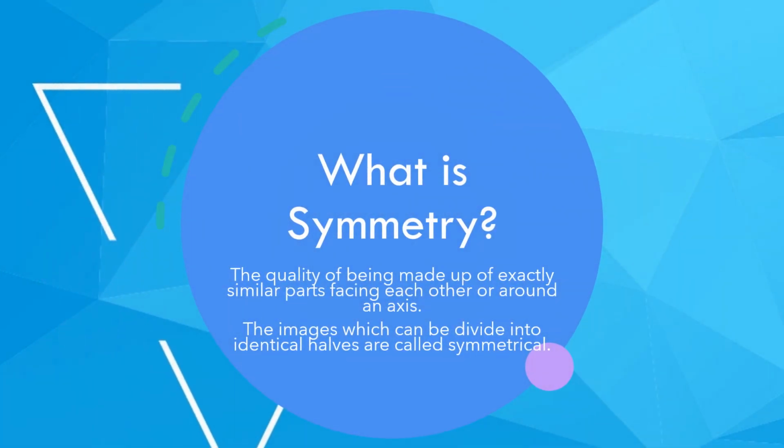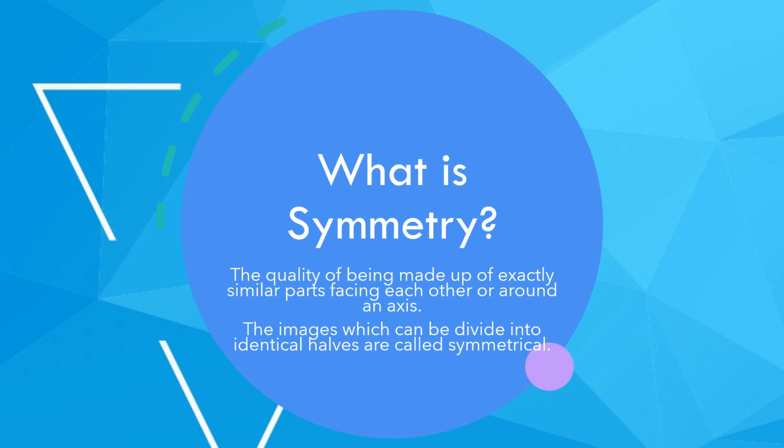Now, what is symmetry? Anyone? The quality of being made up of exactly similar parts facing each other or around an axis is called symmetry. Not only that, the images which can be divided into identical halves are called symmetrical.